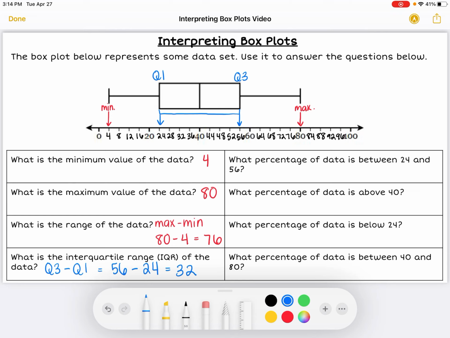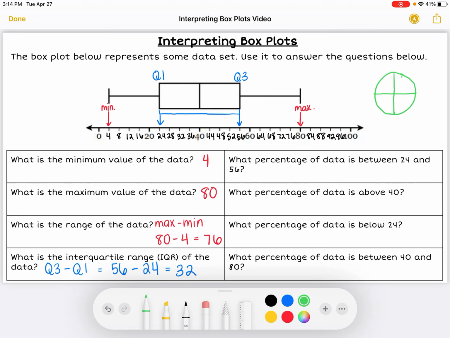The next few questions are asking us about what percentage of the data is between, above, or below certain numbers. So let's talk about the box plot again. As we already said, it's split into 4 parts. It's basically splitting our data equally into 4 parts. And when you think about a whole being split into 4 parts, like a pizza split into 4s, we can write this as fractions, 1/4, 1/4, 1/4, 1/4 to make a whole, or we can also write it as a percentage.